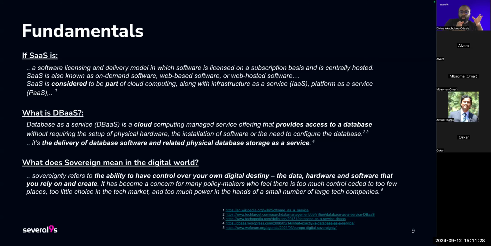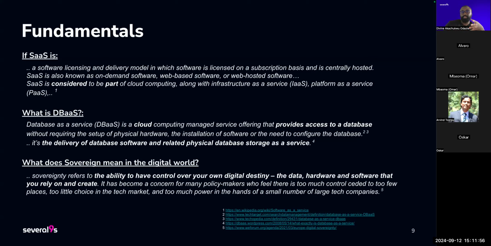SaaS, as we know it, is a subscription-based model where software applications are hosted and managed by a third party, offering you on-demand service for whatever software, whether it be invoicing or, let's say, a paid calculator I use to calculate my finances or tax. So that is a SaaS service, and there are several examples. So what is a DBaaS?